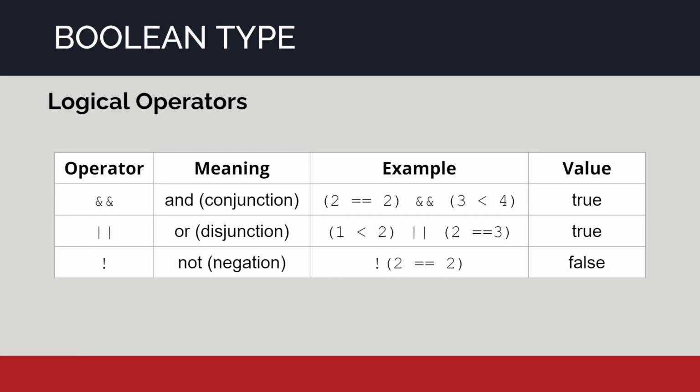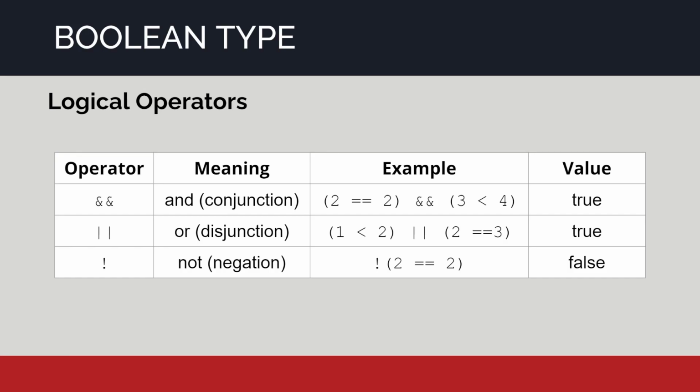And that brings us to a new type of operator. These are operators that are used for Boolean values, and they're called logical operators. There are three of them that we should talk about right now: and, or, and not.